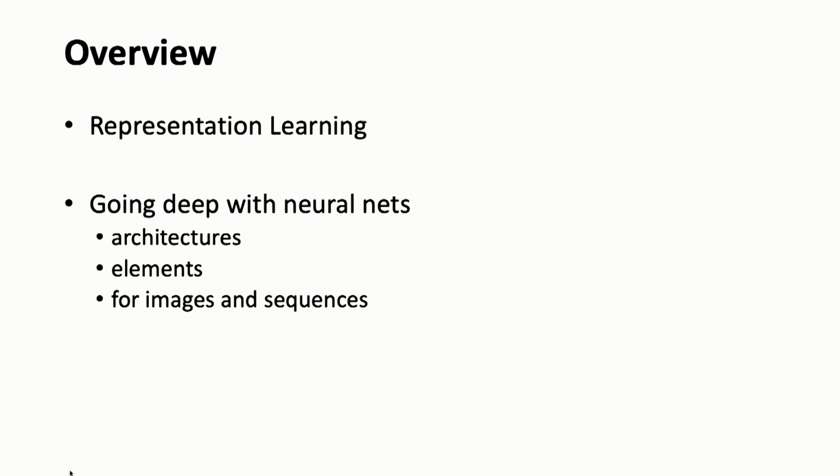And here is an overview of this tutorial. First, I will talk about what is representation learning and why representation learning is an important problem. And then I will talk about how can we build and train very deep neural networks. And I will talk about a few milestone and influential neural network architectures. Then I will also cover some important components and elements for us to train very deep neural network architectures, including some initialization methods, normalization methods, and the introduction of residual connections. And then I will also cover the applications for image recognition and some sequence processing problems.